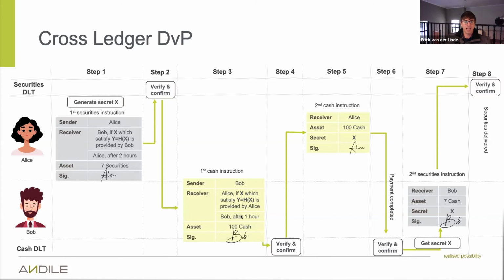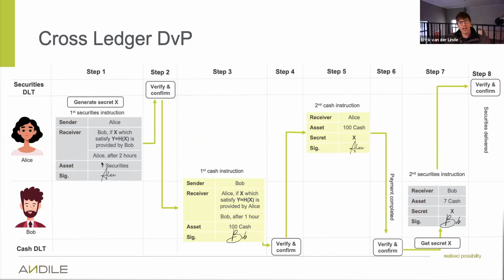If Alice, however, does not provide this X within 1 hour, Bob will receive a refund. So notice here that there is a time lock discrepancy. Alice will receive a refund 2 hours later, and Bob will receive his refund within 1 hour. The reason for this is Alice has an advantage. She knows what X is.